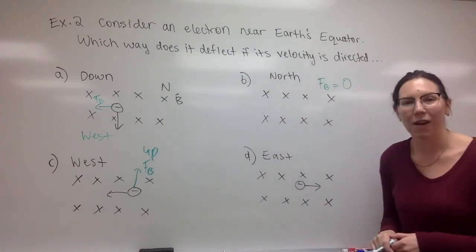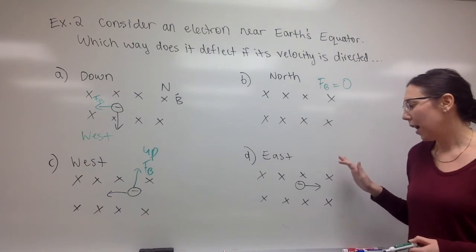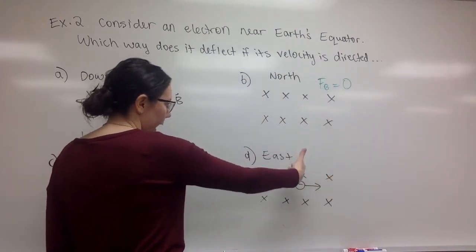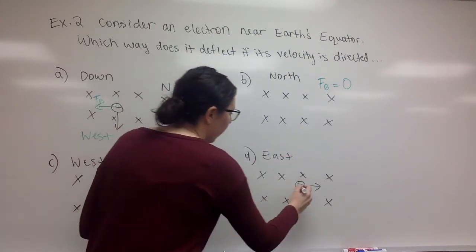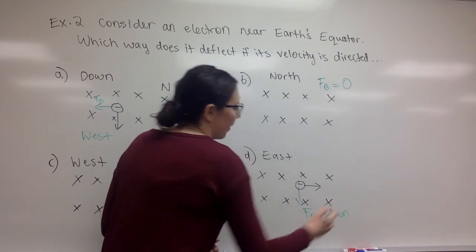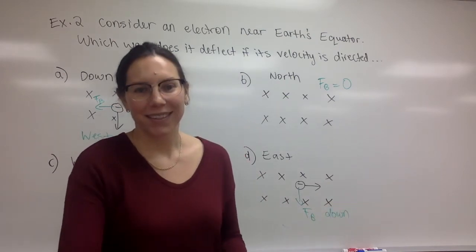Okay, so now let's go on to D for east. Now my electron's moving to the east. I turn my hand into the page. I get up, but I have to flip it to down because of the charge being negative.